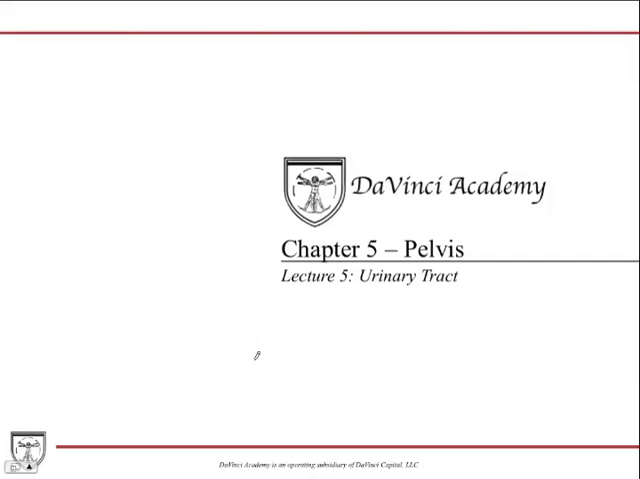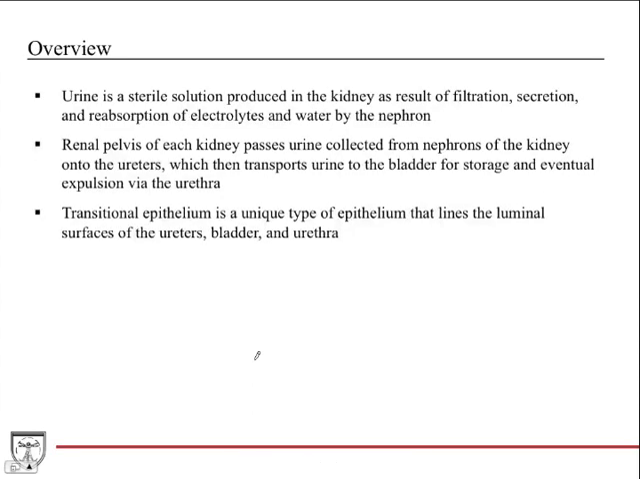In this section, we're going to be talking about the anatomy of the urinary tract, the different organs involved, and their function. So just an overview, urine is a sterile solution. It's produced in the kidney. It's a result of the filtration, secretion, and reabsorption of electrolytes and water that occur in the nephron.